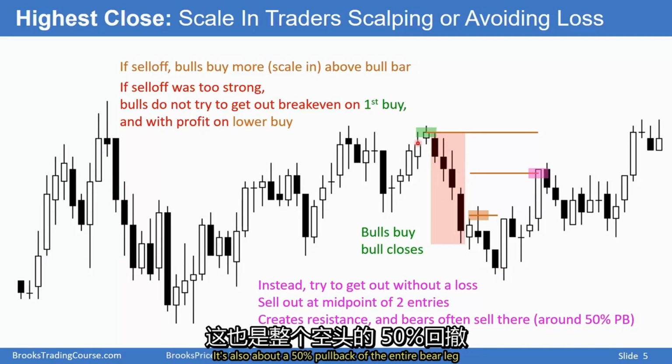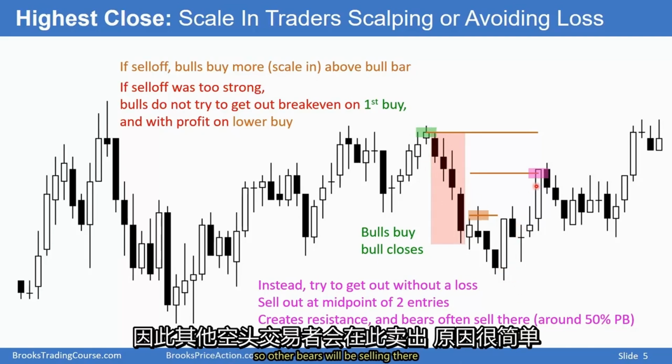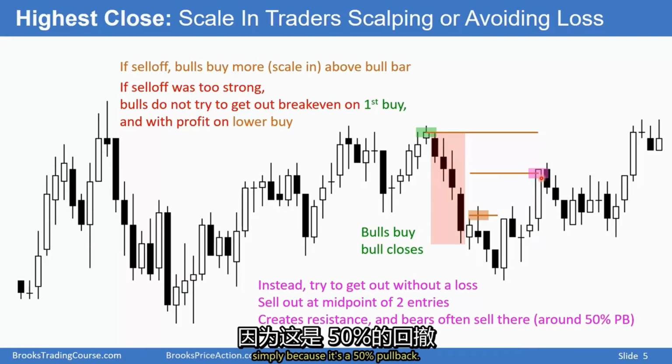It's also about a 50% pullback of the entire bear leg. So other bears will be selling there simply because it's a 50% pullback.